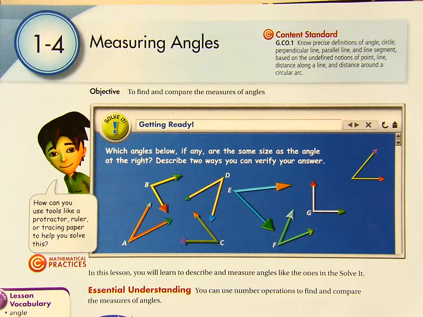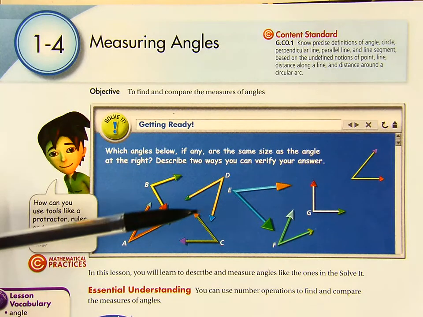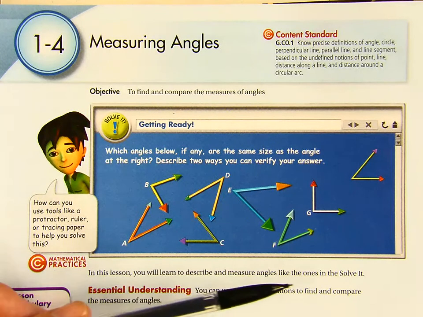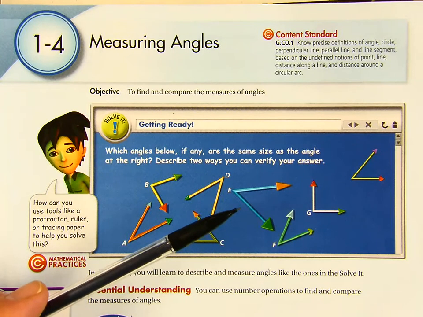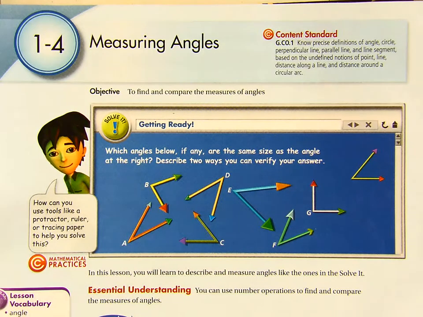Now there's several of them that could possibly be the same. If I was going to put them in a category, I'd say angle A, angle C, angle D, and maybe angle F. Angle E is quite possibly, it looks a little bigger, but it may be the same. Now it said name 2 ways you can verify it.